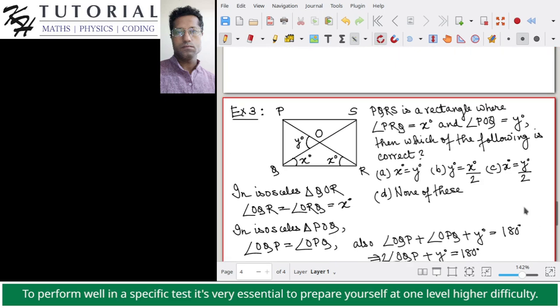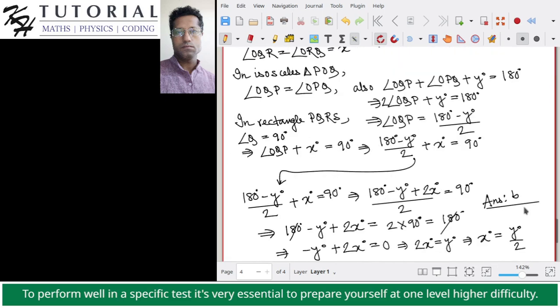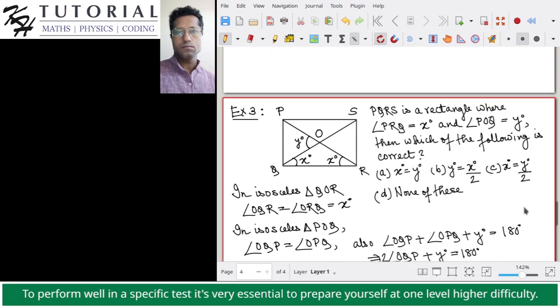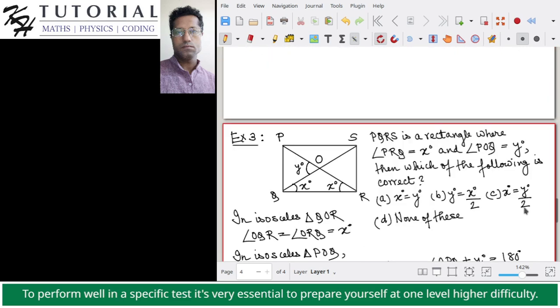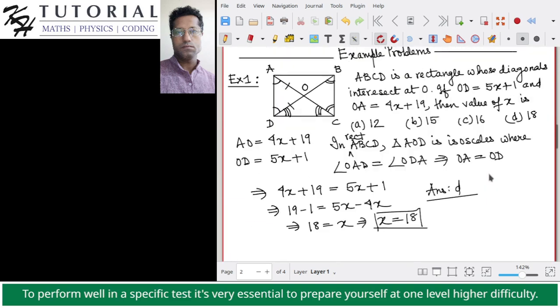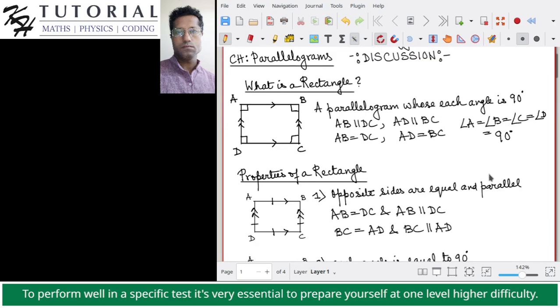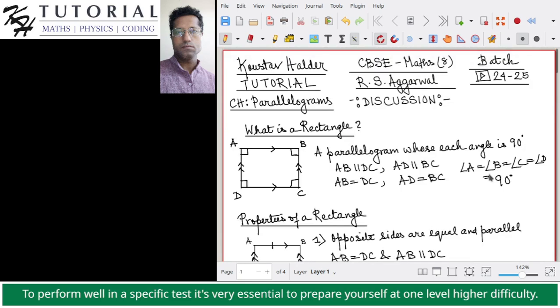Okay, so that was 3 sample problems based on the properties of rectangle, and of course some other fundamental concepts of angle sum property, or properties of lines and angles, all those things. So, this brings to an end the discussion of the rectangle, its properties, its necessary conditions for a quadrilateral or a parallelogram to be a rectangle, and a few problems based on its properties.